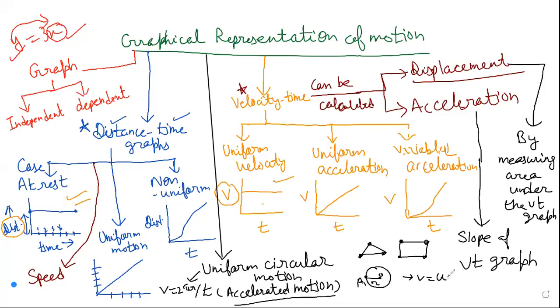And 3 equations of motion you are already aware about. That is V is equal to U plus AT. S is equal to UT plus half AT square. V square minus U square is equal to 2AS. So these are the equations of motion. So that is all for the motion chapter.